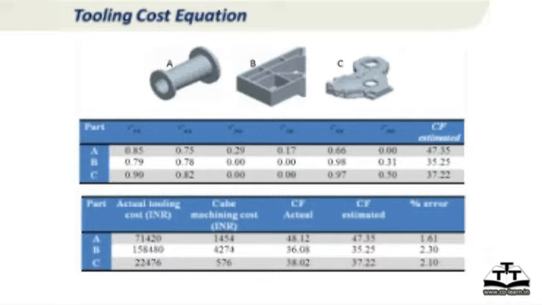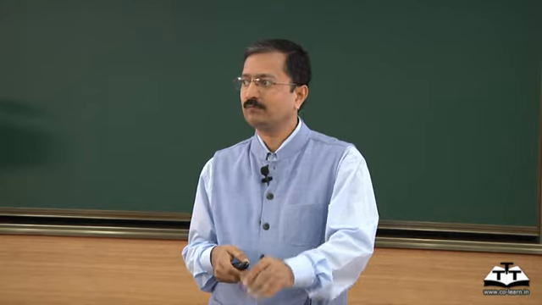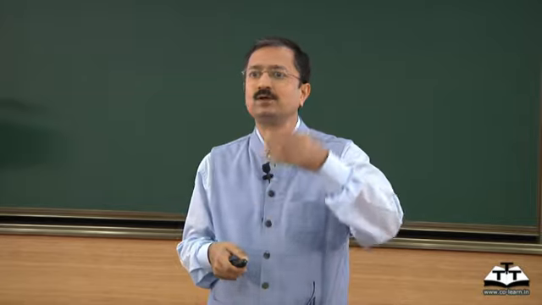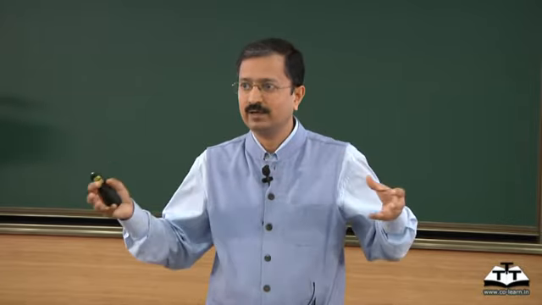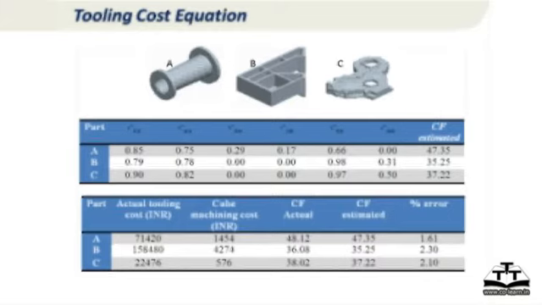Okay, and that is your complexity factor actual, which comes from the tool makers, which indicates how many times the cost increased because the shape became more complicated from a cube. Now look at the difference between the actual and the estimated. Estimated is from the same top table.